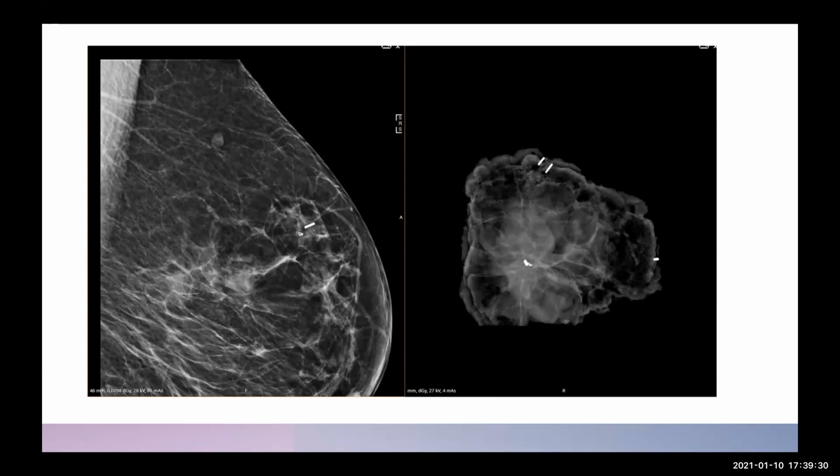And we deliberately put a couple of what we call localization or orientation clips to tell us which side is which in case we have to take more tissue out. And the specimen X-ray is taken at the time of operation, really to ensure that we have a good margin all the way around the cancer.